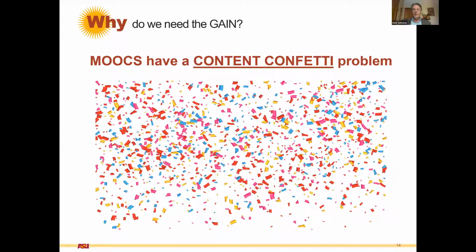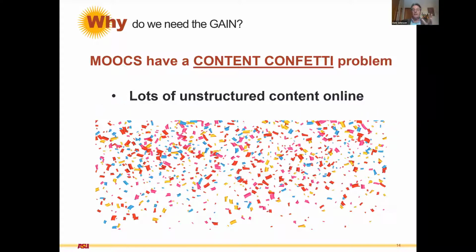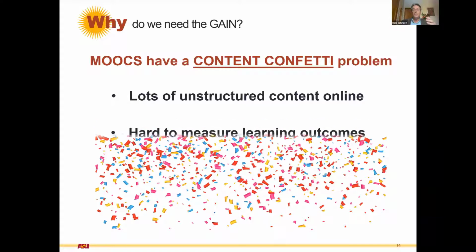The last problem I want to highlight for MOOCs is this content confetti problem. This is another term that I coined because what we find in our world is unstructured content. If I Google translation in biology, I'm going to get 3.8 million Google hits on translation. I don't know if any of them are of quality or have the same focus that I have when I'm talking about translation in the process, in the biological process. So how do we think about that in a different way?